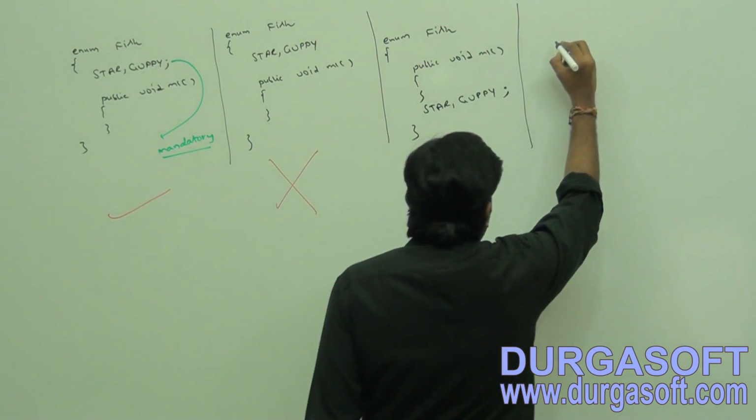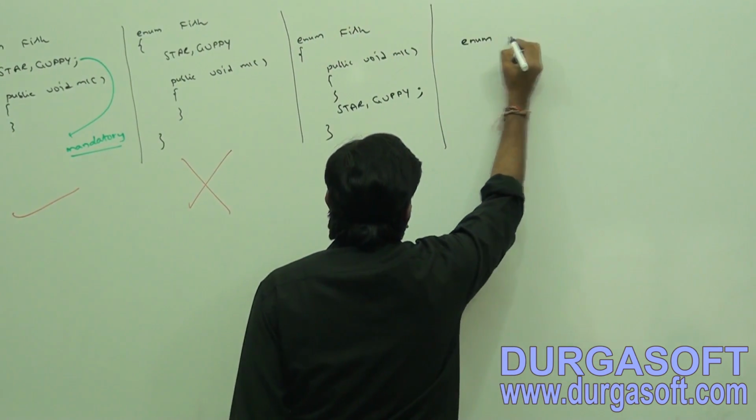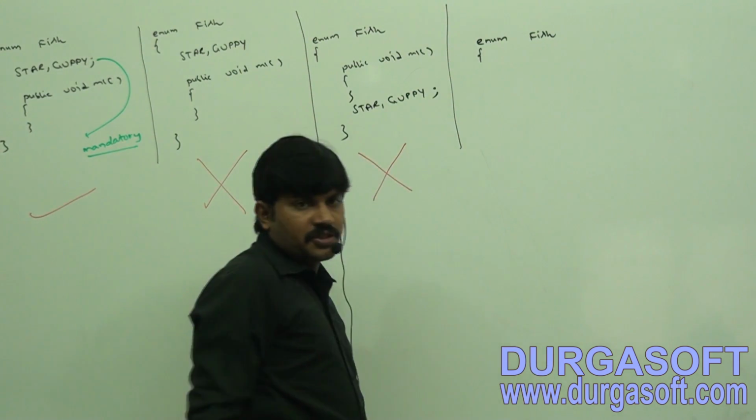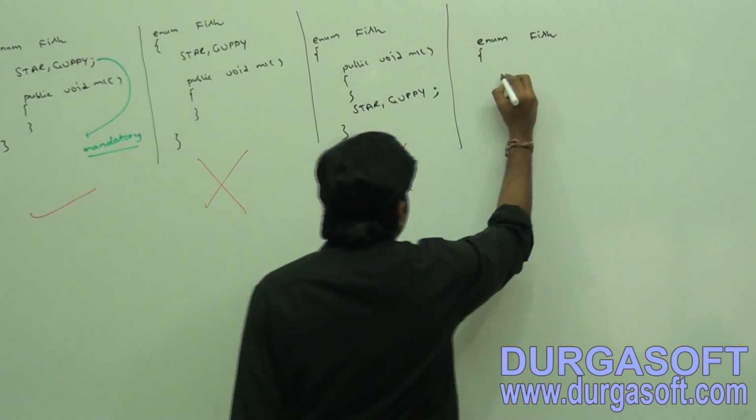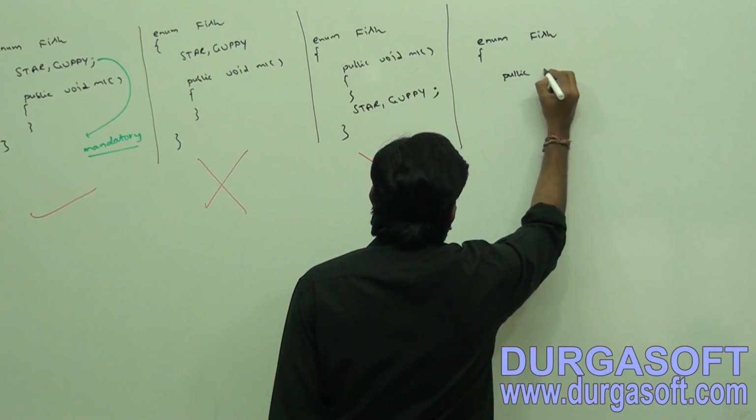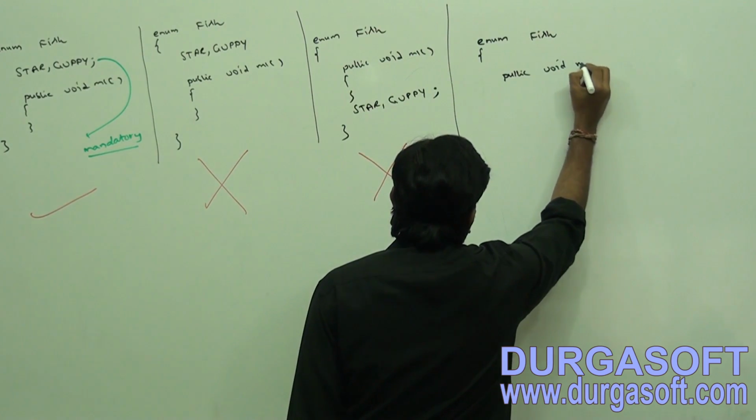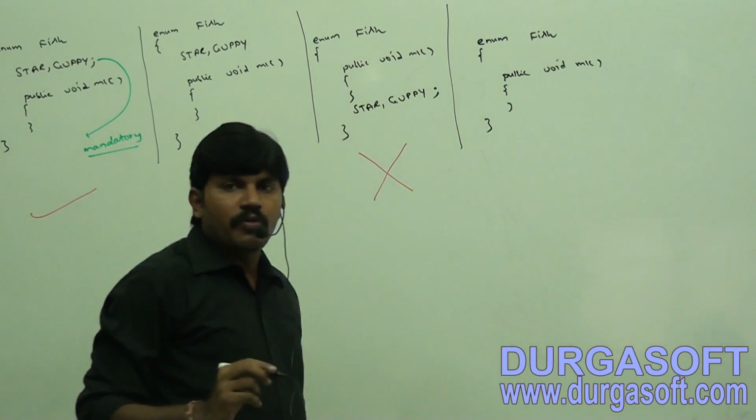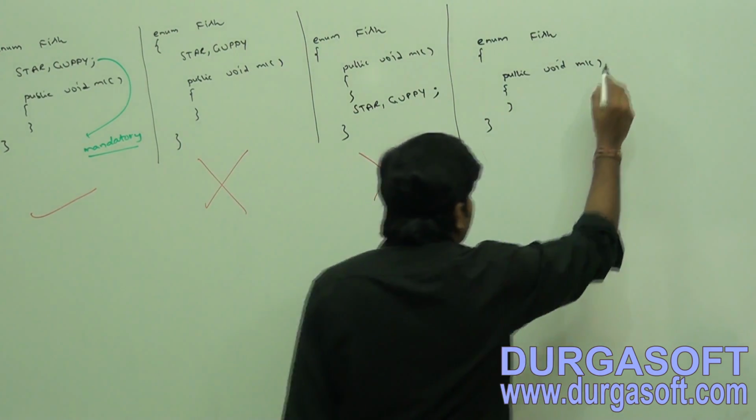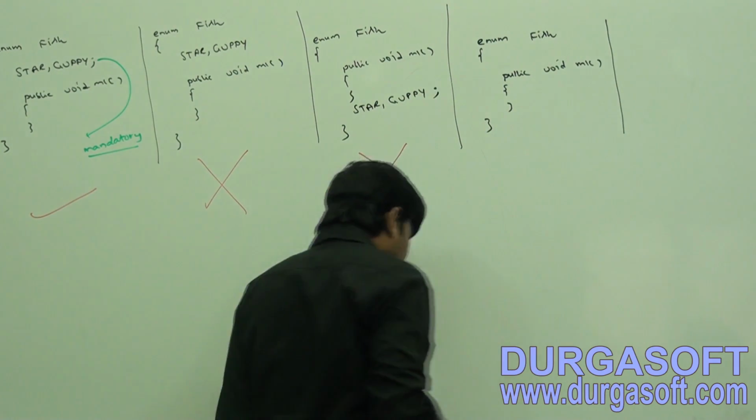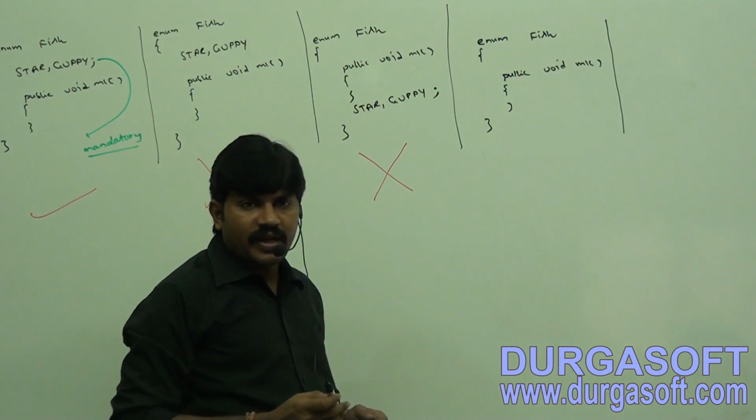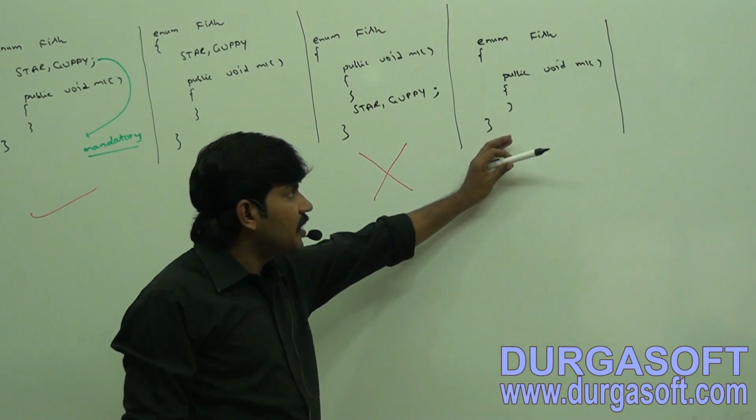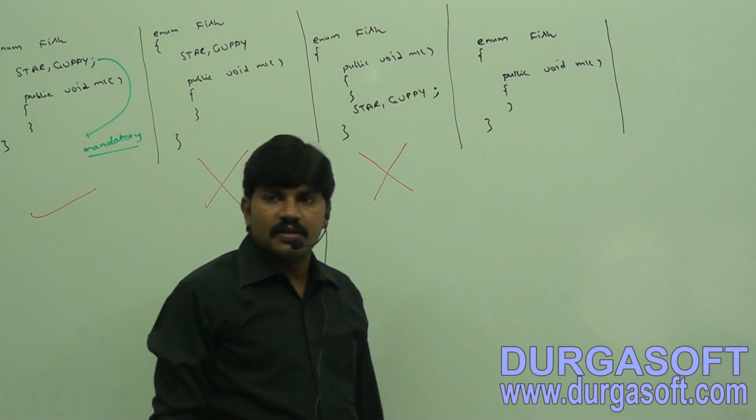Here I am taking enum Fish, and here I am taking a public void m1 method. Sir, can you tell, is it valid or invalid? Valid or not? Okay, make sure: if you are taking it like this, the compiler will give an error.